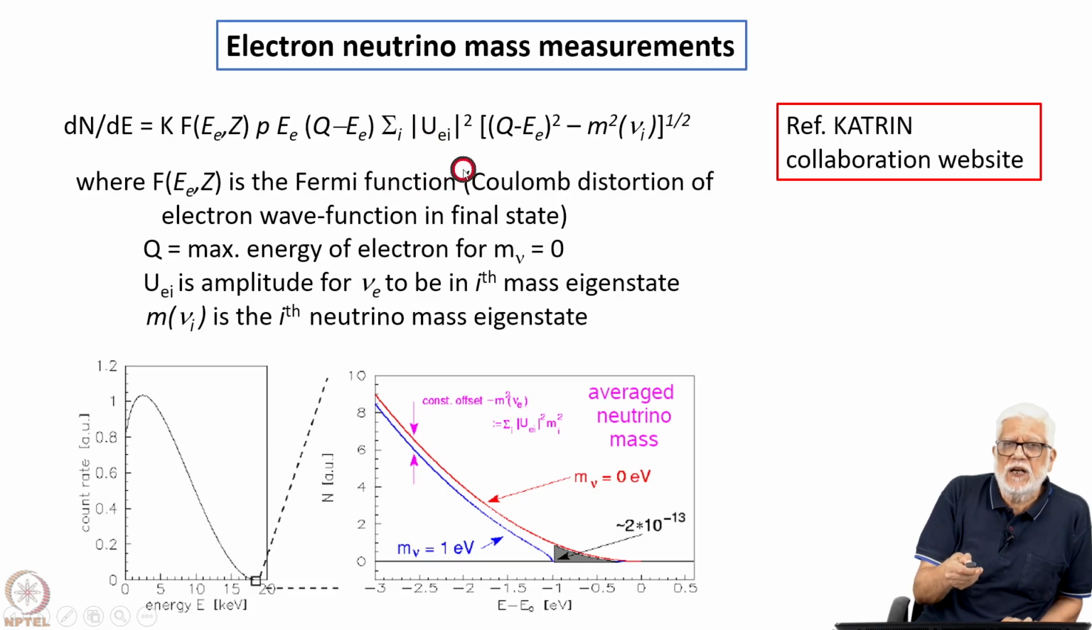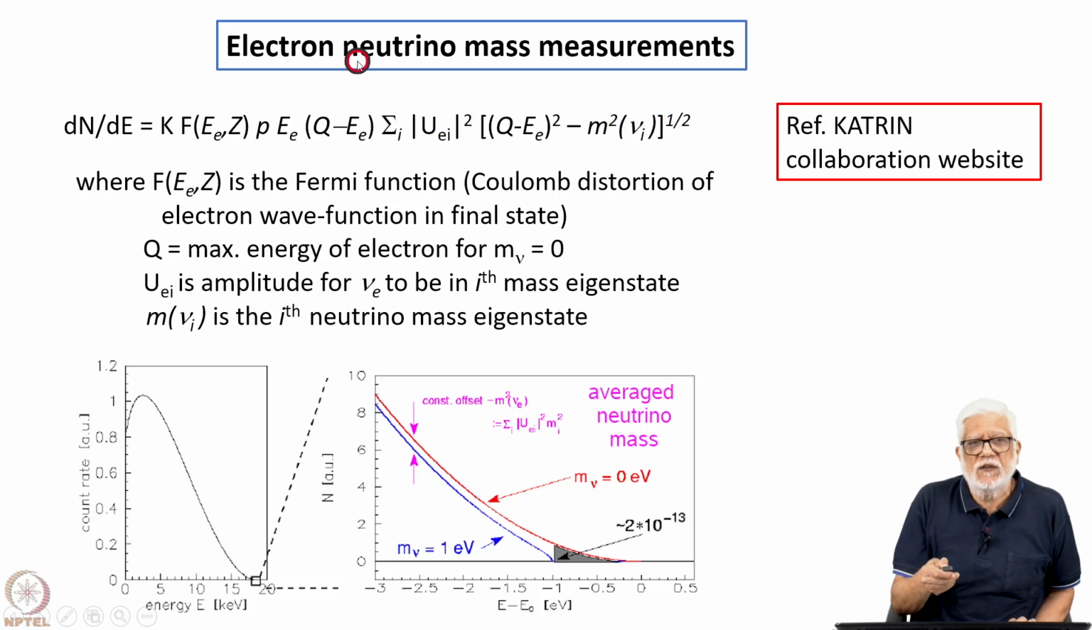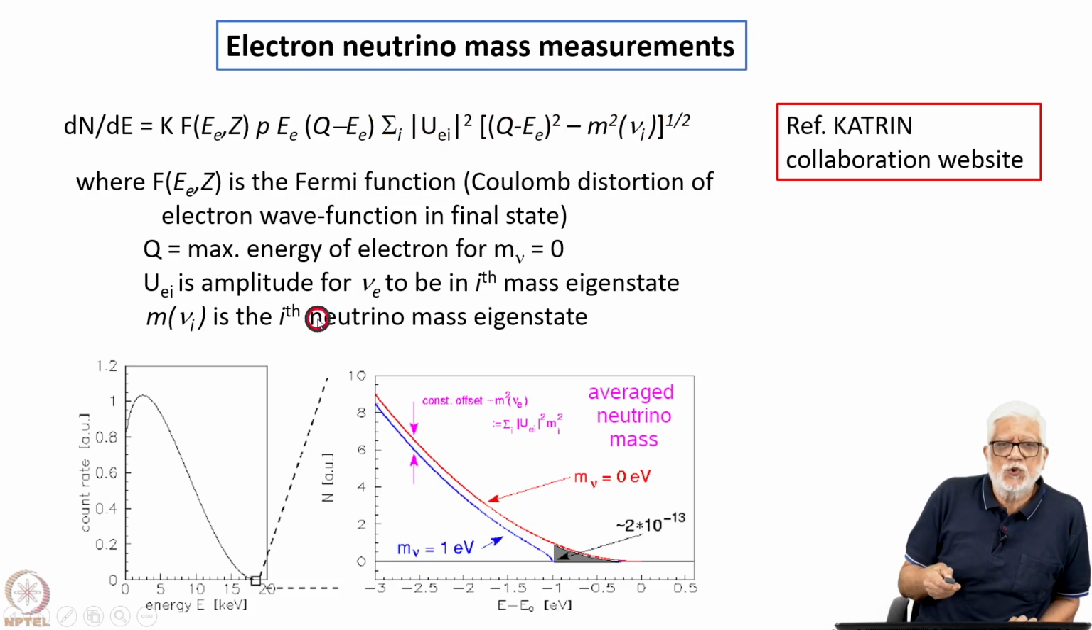So you start out with the electron type of neutrino, but the electron neutrino is actually composed of 3 mass eigenstates. So in principle, it's a summation over these 3 mass eigenstates, of the square root of (Q minus E) squared minus m squared, times, of course, this probability factor, the amplitude squared. We already know what F(E, Z) and Q are, and this is, as I said, the amplitude. So you have to take the square of the amplitude, and m_ν is the ith neutrino mass eigenstate.